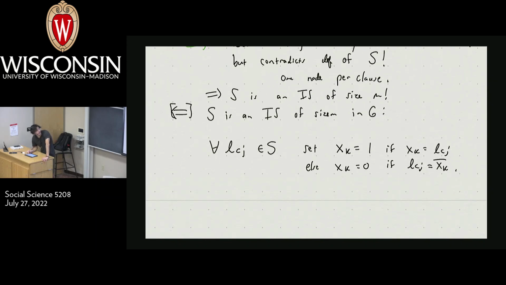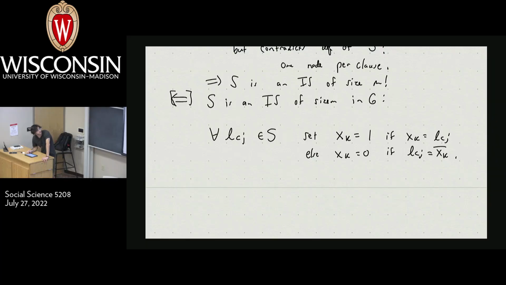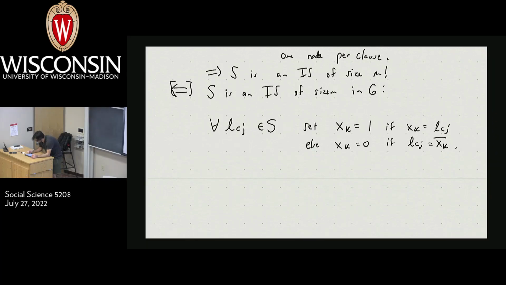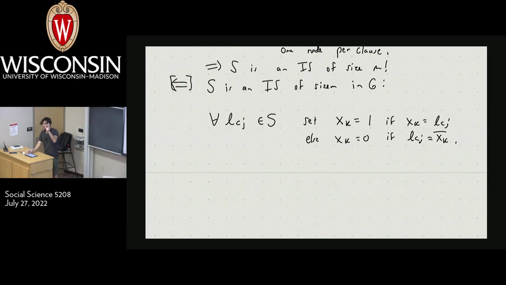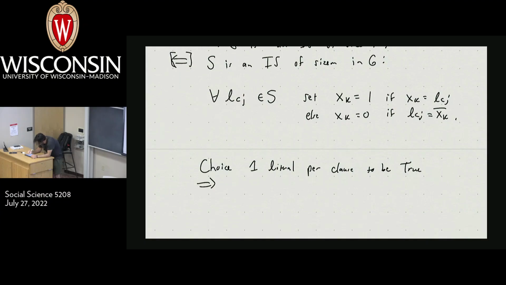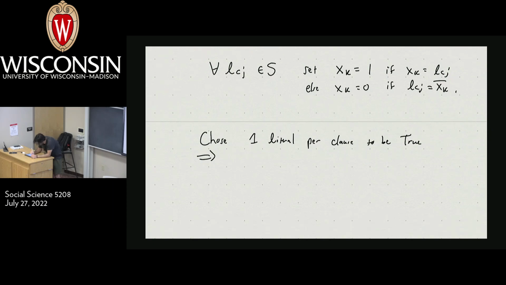So why is this a valid assignment to phi? Well, first of all, because we chose one literal in the clause. So we chose one literal per clause to be true. This implies that phi is satisfied.